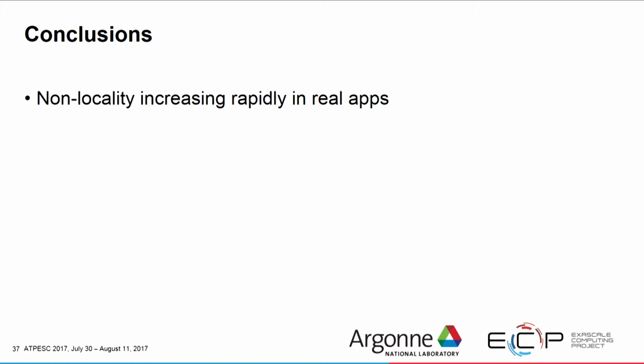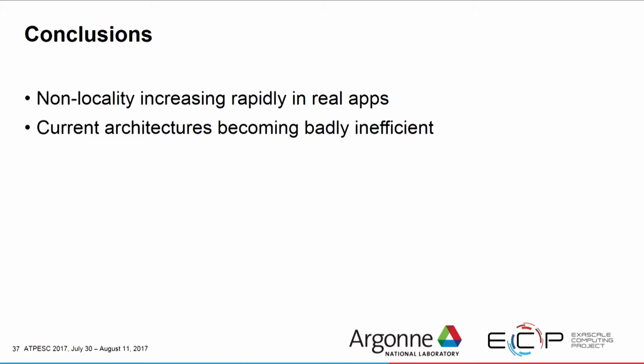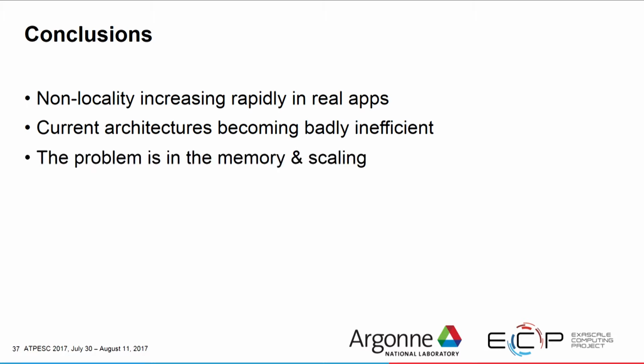What I hope I've convinced you is that there's some really funny things that are happening in our memory system today that deal with locality. Current architectures are becoming badly inefficient at these things, and the problem is in memory and memory scaling and communicating between guys. And there's a growing need. I didn't really emphasize it here, but if you look at some of these problems, this idea of atomics turns out to be 10, 20, 30% of all the memory references that you really want to make.